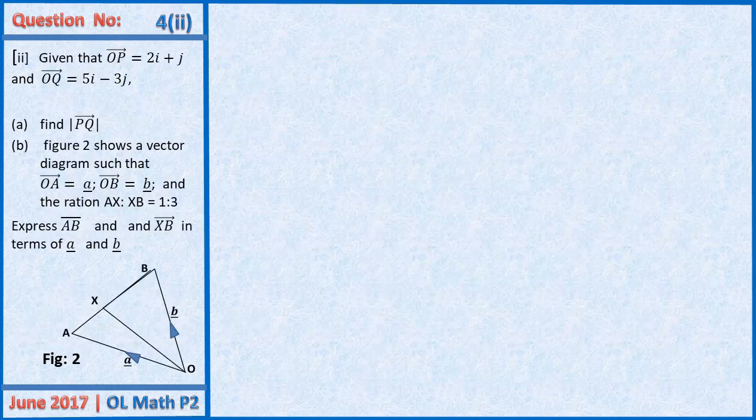The B part of the question: given vector OP equals that and vector OQ equals that, find the magnitude of PQ, or the modulus of PQ. We first of all have to look for PQ. PQ means head minus tail. The head there is Q, the tail is P. So head, which is Q, minus tail P. We now write it in the correct way: the head is OQ minus OP.